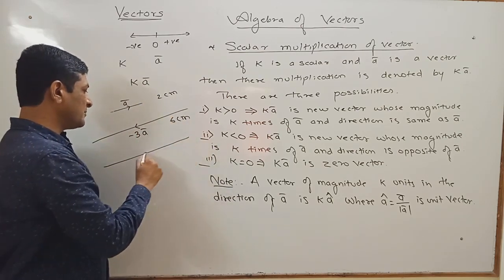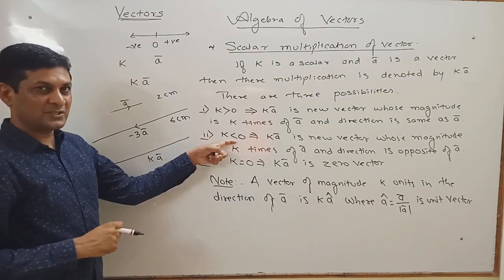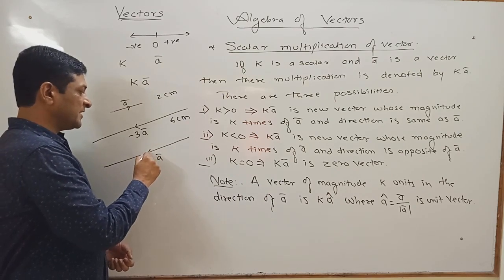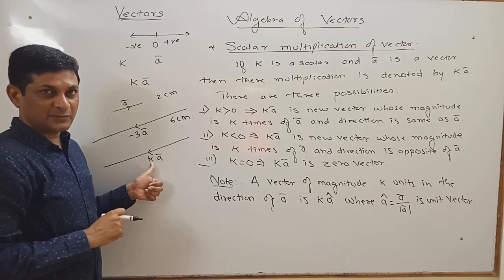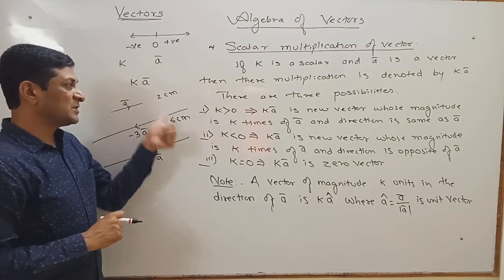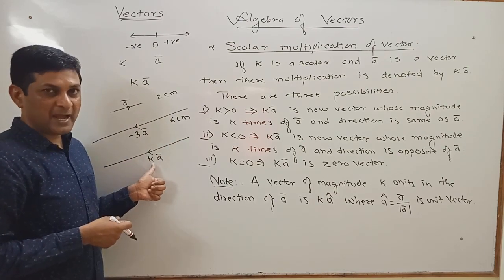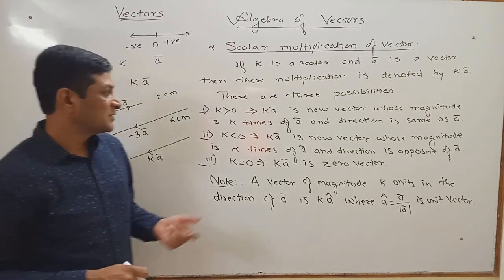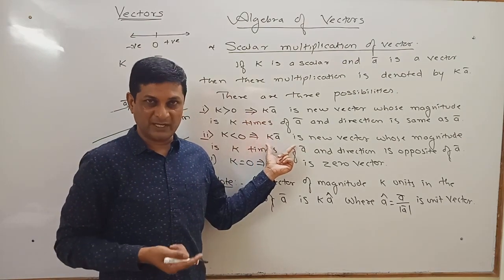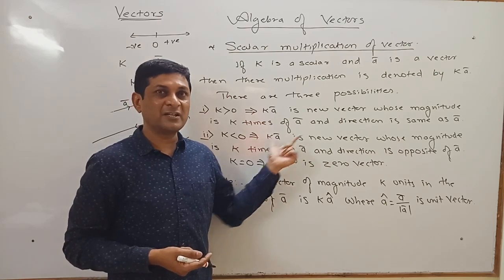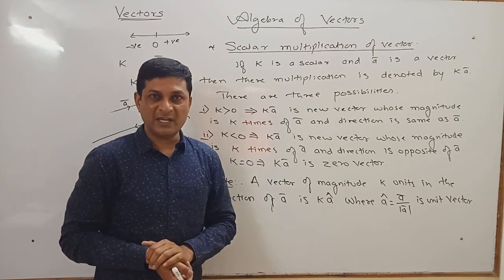In the same way, if we are multiplying this vector by k, and k is negative, less than 0, then the direction is opposite of a bar, and the magnitude will become k times. If we are multiplying by 3, then 3 2s are 6, meaning the magnitude will become 3 times that of a bar. If we are multiplying by k, the magnitude will become k times that of a bar. So observe this second condition. If k is a negative number, then k a bar is a new vector. Its magnitude will be k times that of a bar, and its direction is opposite of a bar.